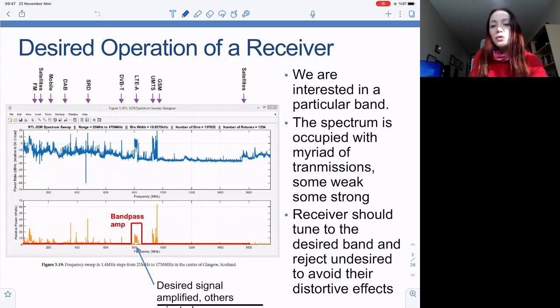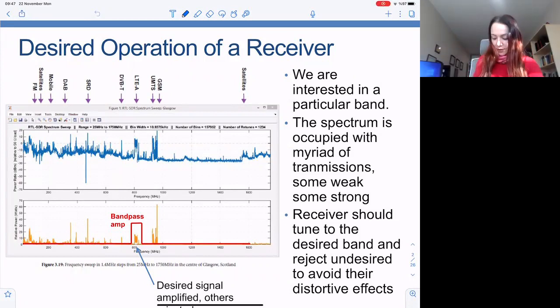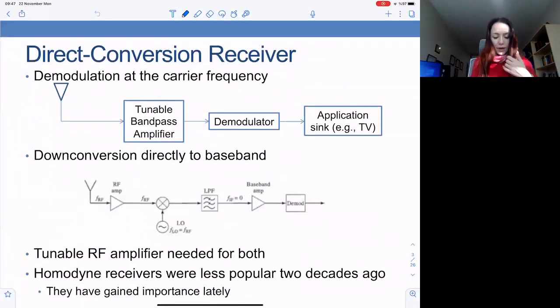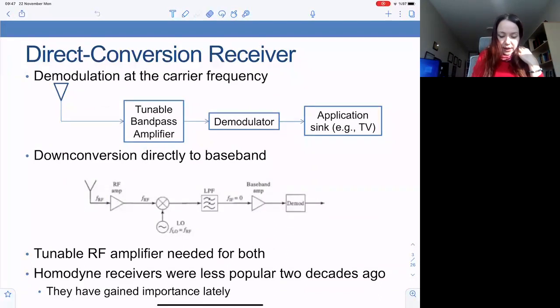And when you're interested in receiving your own signal in a particular band, what do you do? In the presence of this myriad of transmissions, some weak, some strong, how do you tune to the desired band and reject undesired signals? Now, the easiest thing that comes to mind is you just go ahead and demodulate at the carrier frequency. What would you do in a simple-minded approach?